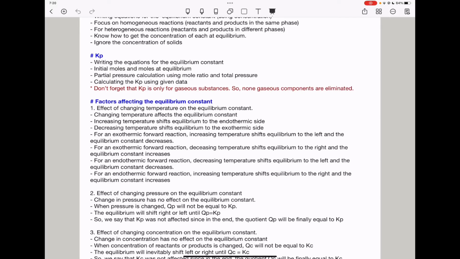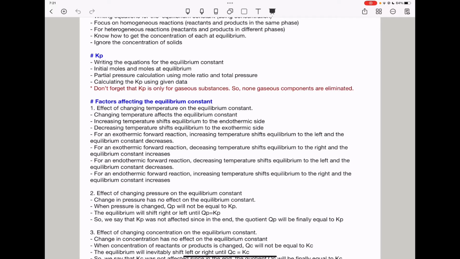For an exothermic forward reaction, increasing temperature shifts equilibrium to the left, and therefore the equilibrium constant will decrease. And for an exothermic forward reaction, decreasing temperature will shift equilibrium to the right, and the equilibrium constant will increase. Also, for an endothermic forward reaction, decreasing temperature will shift equilibrium to the left, and the equilibrium constant will decrease, while for an endothermic forward reaction, increasing temperature shifts equilibrium to the right, and the equilibrium constant will increase.